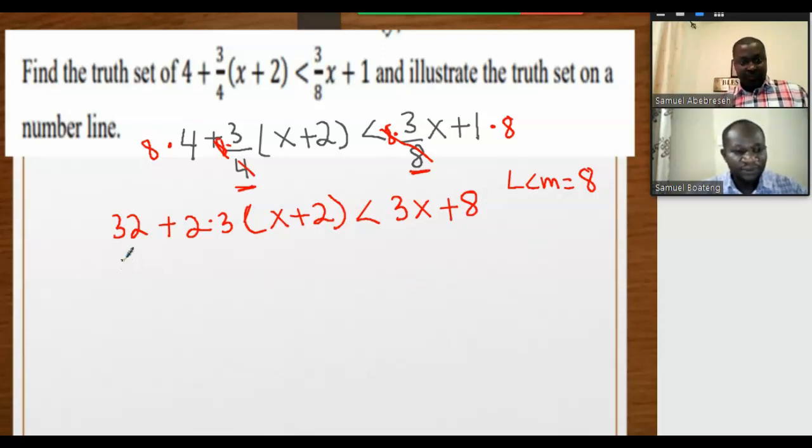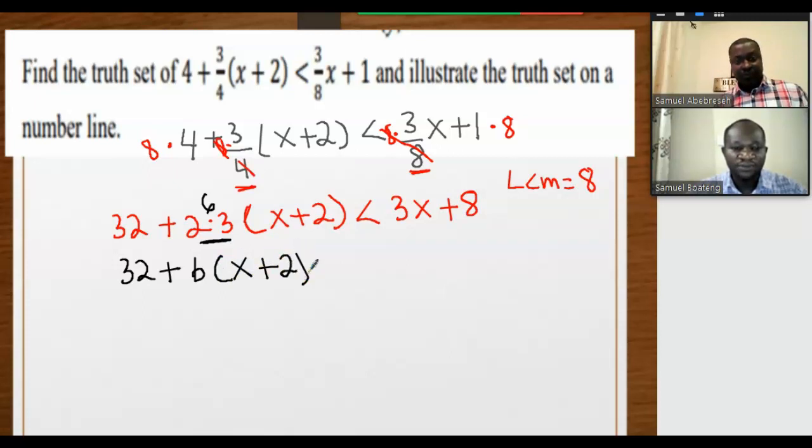So you have 32. There's a bracket here. We need to expand. What it means is that we need to get rid of the bracket. Plus 6 times into bracket x plus 2 less than 3x plus 8.